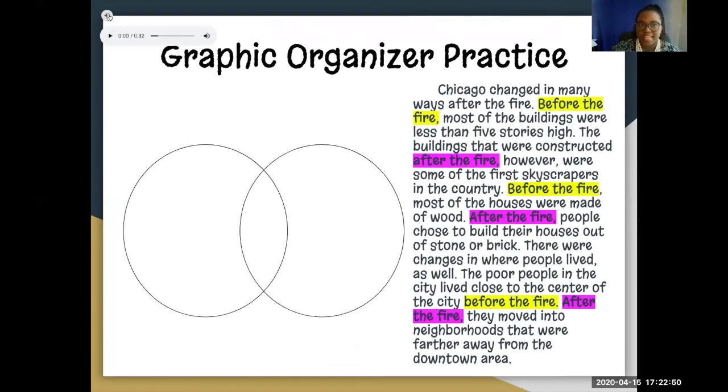Here are your 30 seconds. Draw it out. Don't write before the fire in the box. Put what happened before the fire.